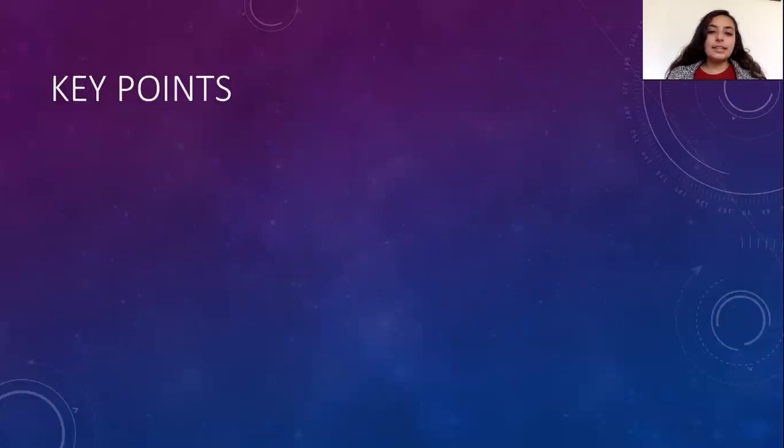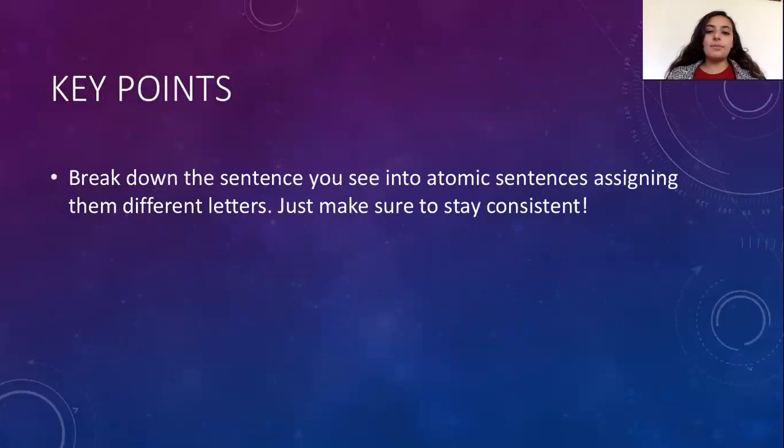So let's go over some key points just to make sure that you have everything. When you start off, make sure to break down the sentences you see into atomic sentences and assign them to different letters. If you don't stay consistent, things will get really messy and you won't be able to get the correct answer. So make sure you stay consistent when you assign different letters.